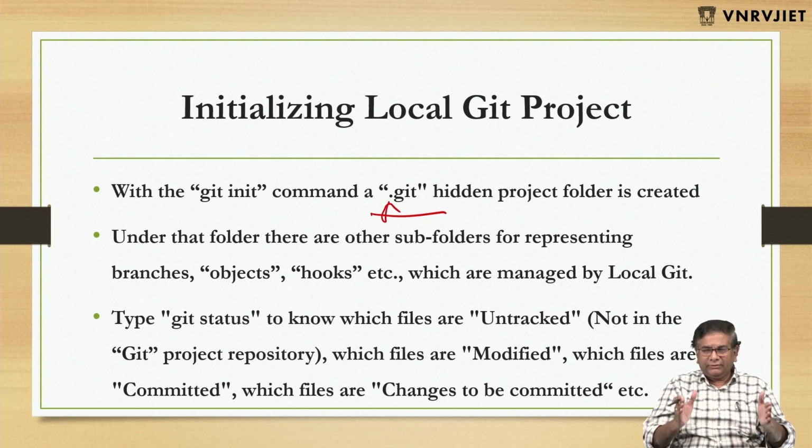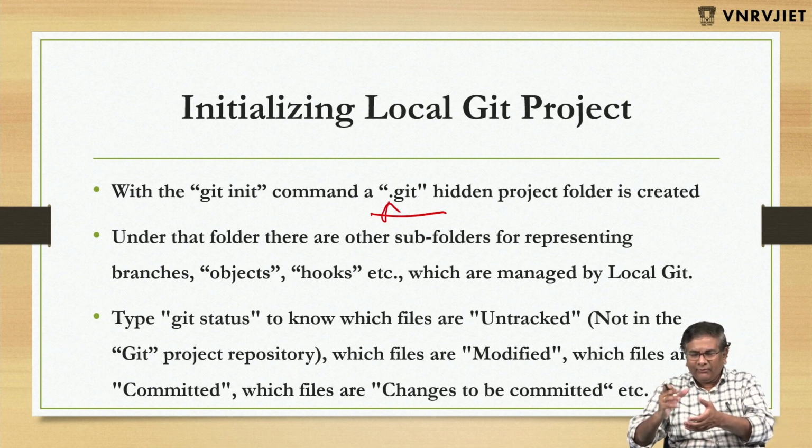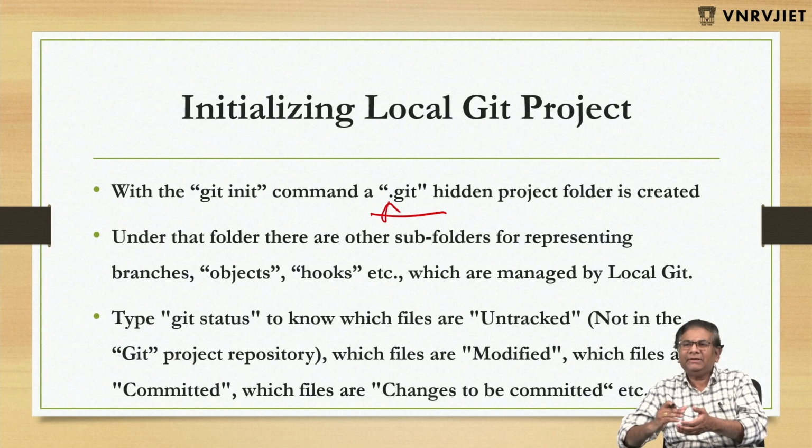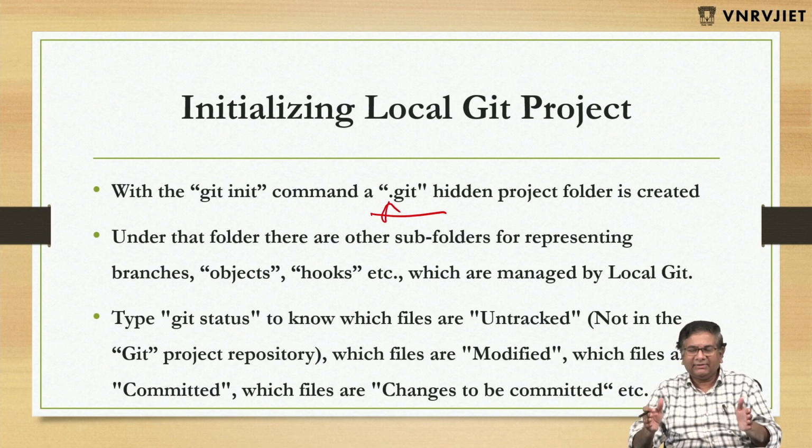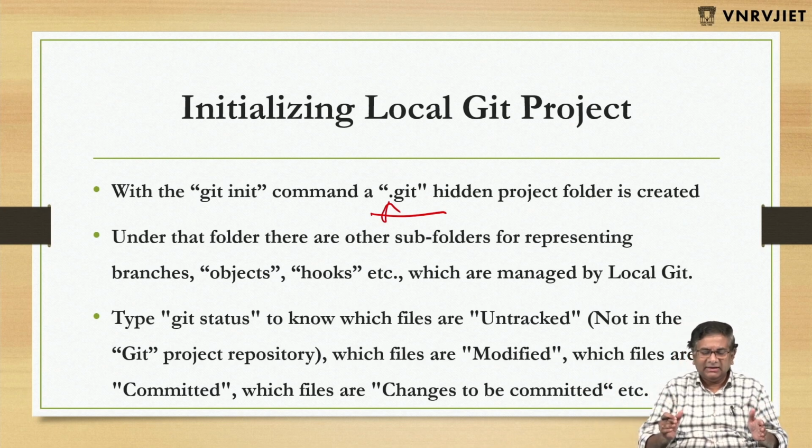Basically, we go to a folder, and that folder by default is not a Git repository. A Git repository is nothing but a folder whose contents and its subfolder contents can be stored in Git. That's what a Git repository basically is. So initially when you go to a folder, that folder is not a Git repository.